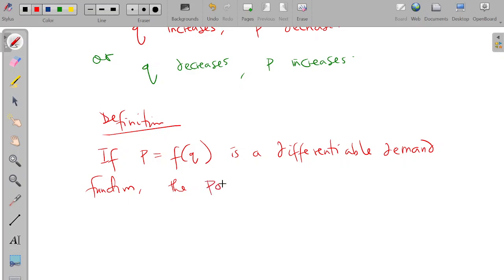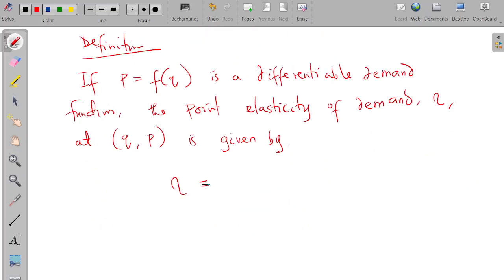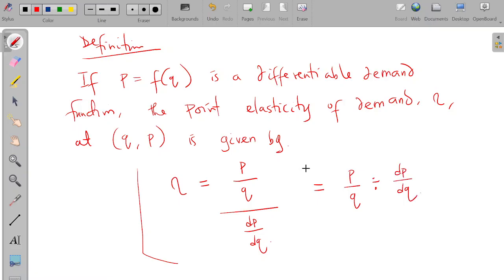Now, the point elasticity of demand, which we denote by eta, at point (Q, P) is given by (P over Q) divided by (dP over dQ). Okay, this formula is very important.